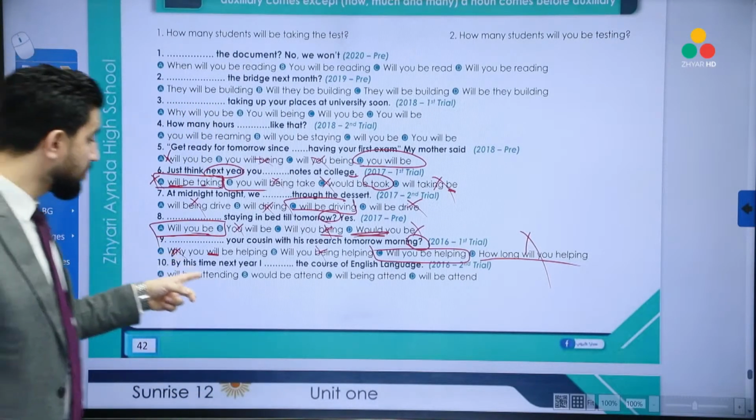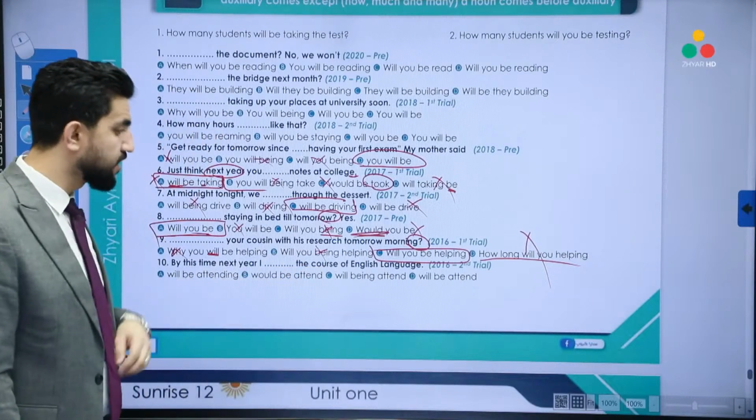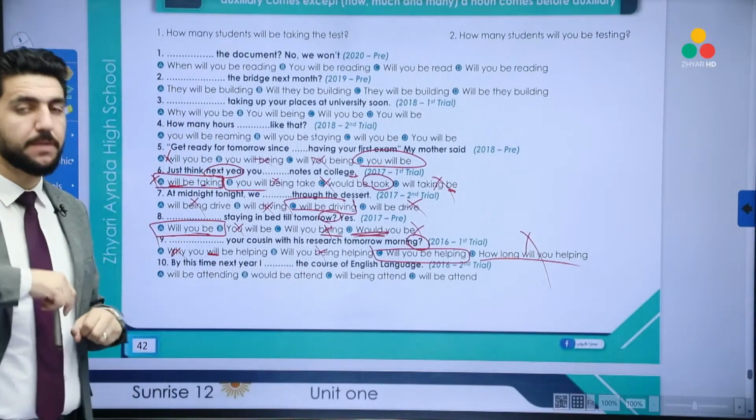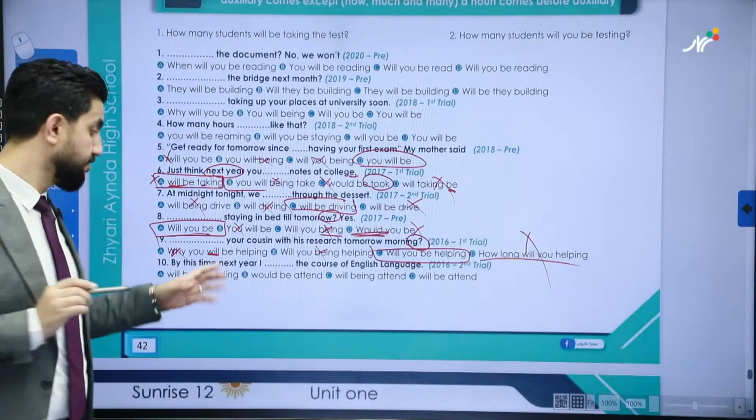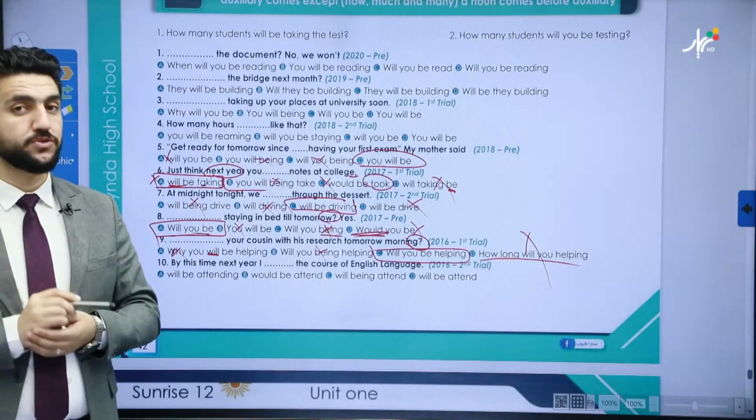Number 10: By this time next year, by the course of English language. By this time next year. So this is about future continuous. Which one do you think is correct here?